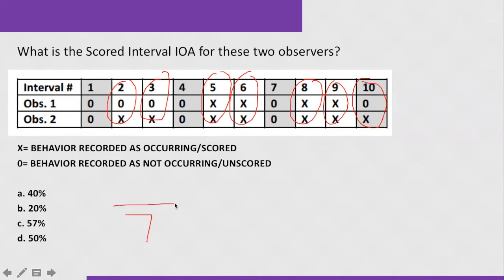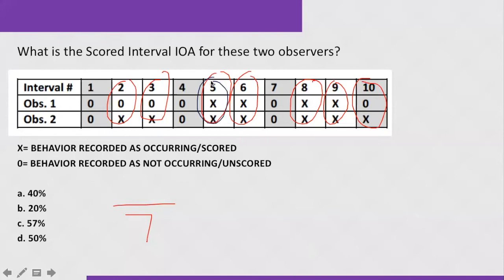Now that's going to be our denominator. That's going to be the 7 intervals in which one or both observers observed an occurrence of the behavior within that interval. Now the next thing we're going to look for is our numerator, and that's going to be all of the intervals in which both of the observers actually agree, where they both marked an X.